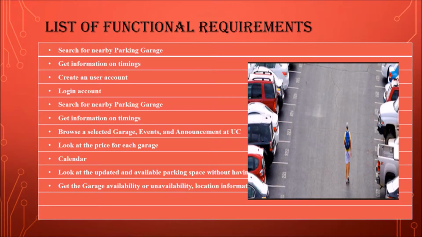Users should be able to create an account so that information will be displayed as per the account or user type. Users should be able to log in through their UCID. Users should be able to browse through the available UC garages, upcoming events, and also parking availability. Users should be able to look at the prices of the parking based on hourly, monthly, or semester basis. Users should be able to look at the calendar so that they will come to know about the events on that day.